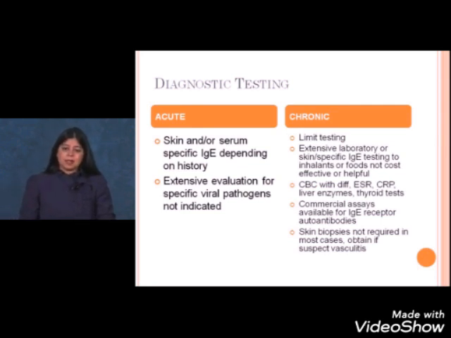Some baseline labs that could be sent off are CBC with differential, inflammatory markers such as ESR, CRP, liver enzymes, thyroid testing, and there are also commercial assays now available for IgE receptor autoantibodies. We don't know what the implication of these autoantibodies means, but if it's there, it could give you some idea that maybe there is some autoimmune basis for the chronic hives. Skin biopsies are not usually required in most cases, except if you're worried about urticarial vasculitis.